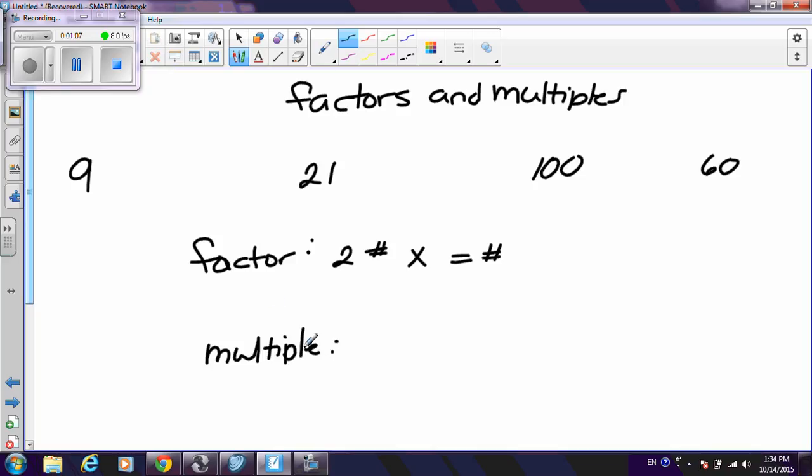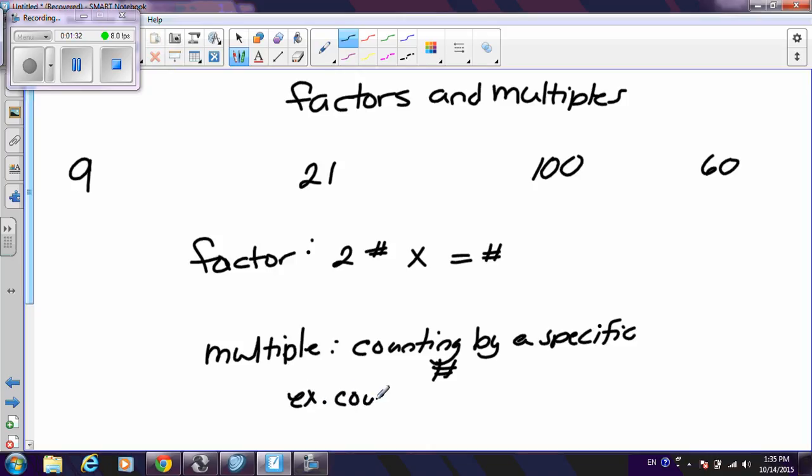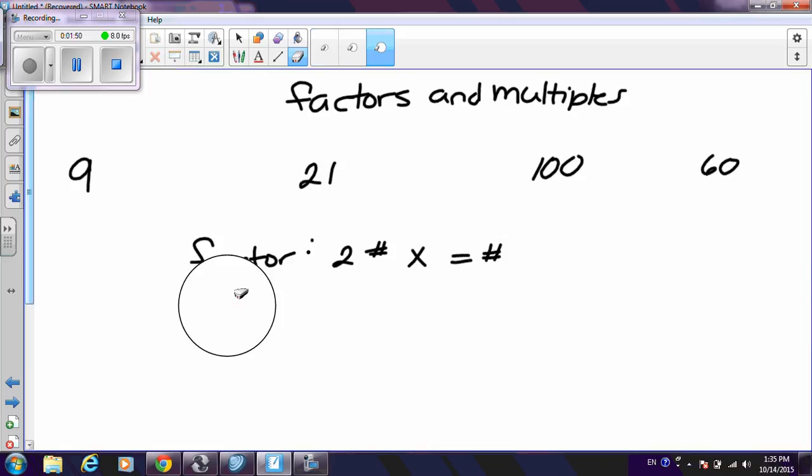Alrighty, now, however, a multiple is different than a factor. Have you ever been asked to count by twos or count by threes or count by whatevers? In that case, you are dealing with some multiples. Multiples, and this is my own definition, would be counting by a specific number. An example would be, as I said, count by twos, okay? So if I were to count by twos, 2, 4, 6, 8, 10, 12, all of those are multiples, okay? Now, let me get this out of the way. Let's see, bigger eraser than that. There we go, that's better.